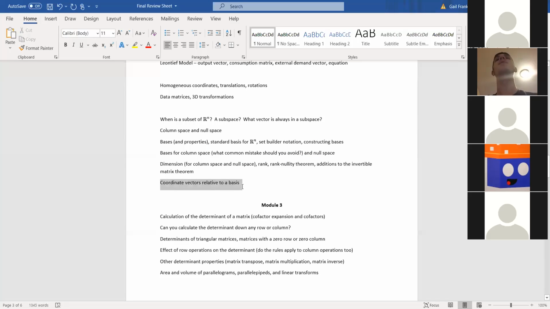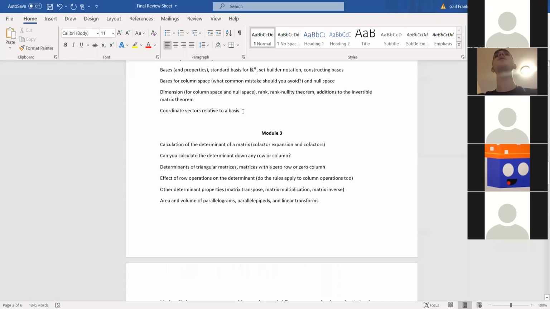Also, a more minor section, know how to find coordinate vectors relative to the basis. So this is just saying I have vectors u and v, and w is in the span of u and v. What are the constants? What are the weights of u and v that you need to get w? And those weights form the vector themselves, which is the coordinate vector. Any questions?